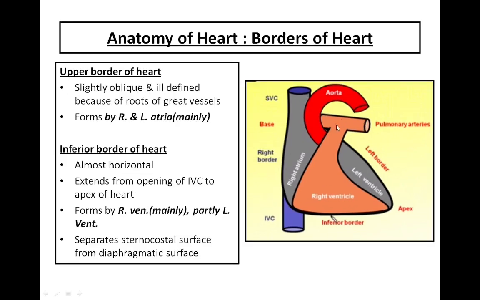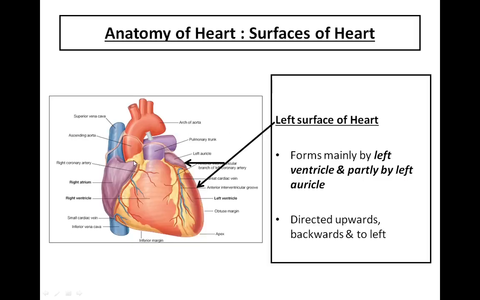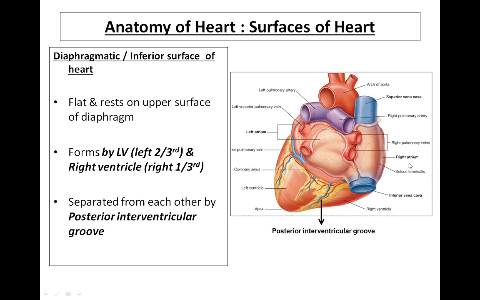Then come to the upper border. The upper border is ill-defined because of the origin of the roots of the great vessels. The aorta is arising and the pulmonary trunk is arising. It is formed by the right and left atria. If we see here, the right atrium and left atrium, this is the upper border. It is not a sharp margin, but is formed by the upper border of the right and left atrium.